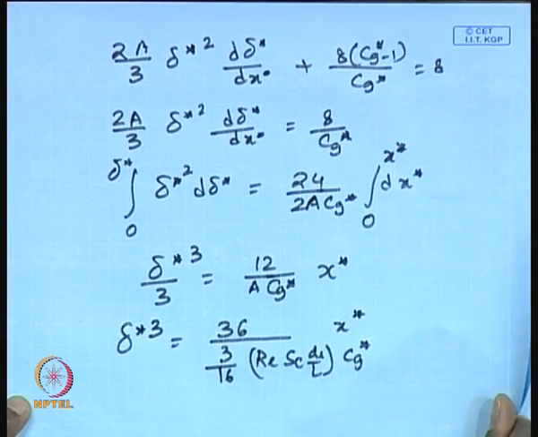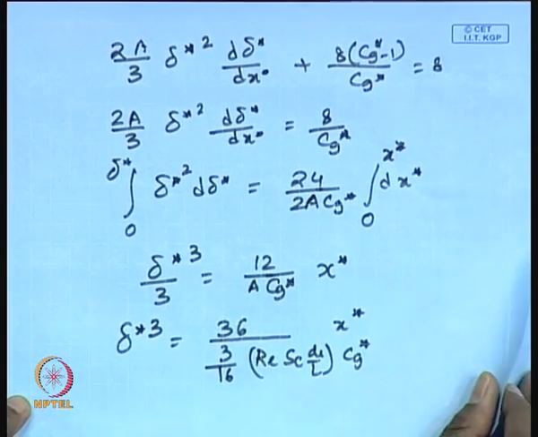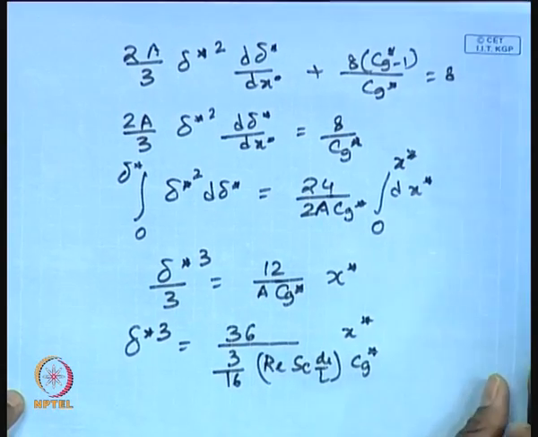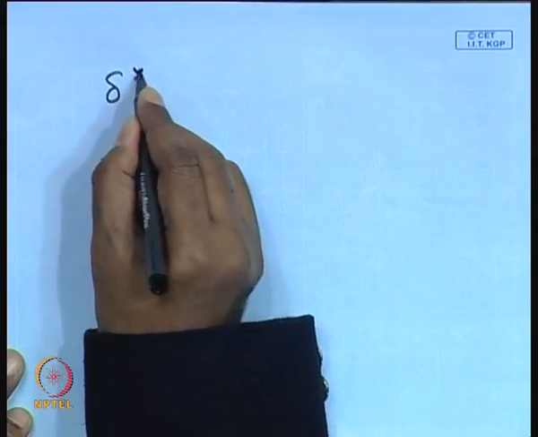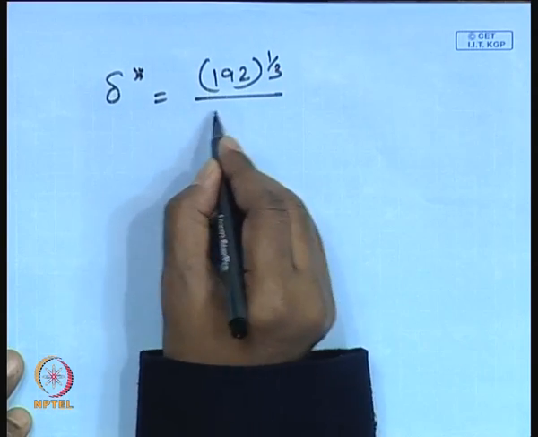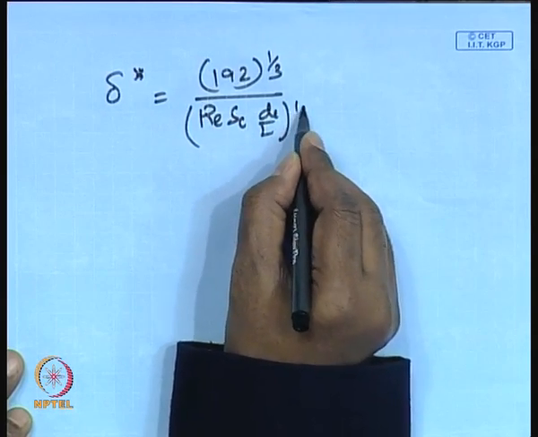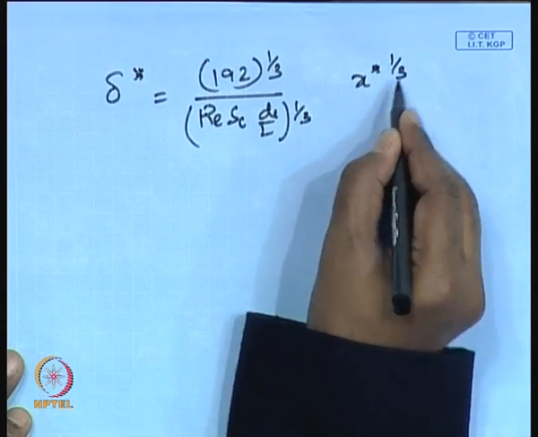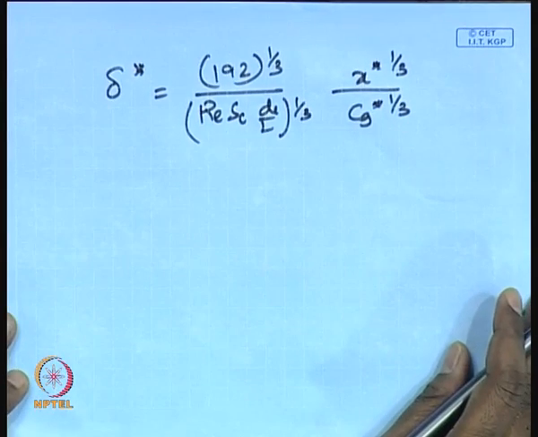So, if you just simplify this expression, one can get the expression of delta star as a function of x star. Okay. So, the expression of delta star becomes now 192 raised to the power 1 upon 3 divided by Reynolds Schmidt d by L raised to the power 1 upon 3, x star to the power 1 upon 3, Cg star raised to the power 1 upon 3. Okay. This is the expression of delta star.